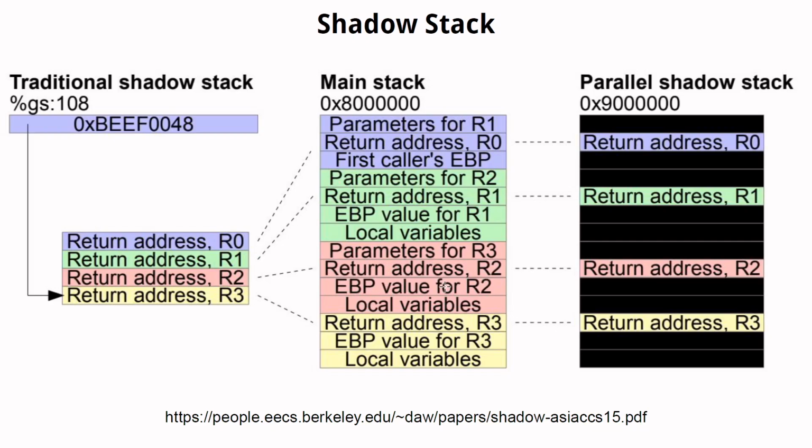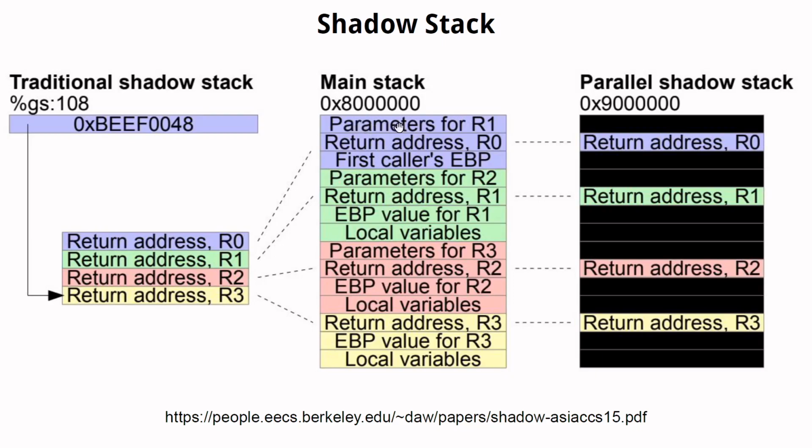So there are two different ways to do this. One is called the traditional shadow stack. Another one is called the parallel shadow stack. The difference between them is the parallel shadow stack is a little bit faster, but it also uses much more space. The traditional one is slower, but it only uses very little space. The idea is very simple.